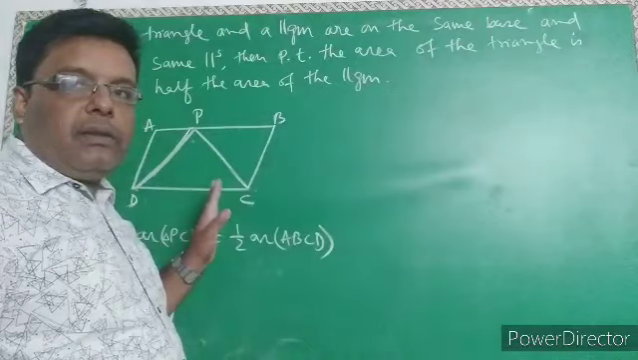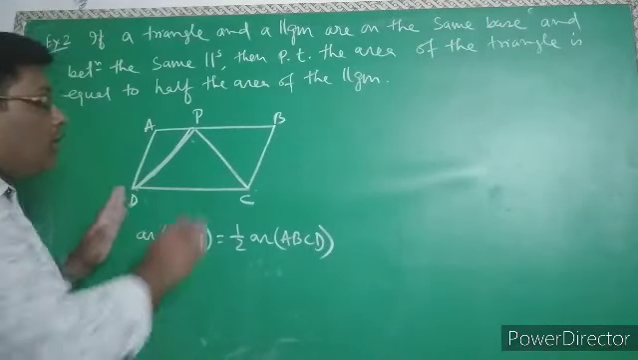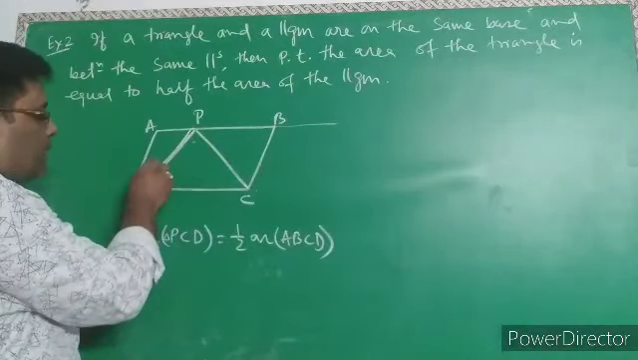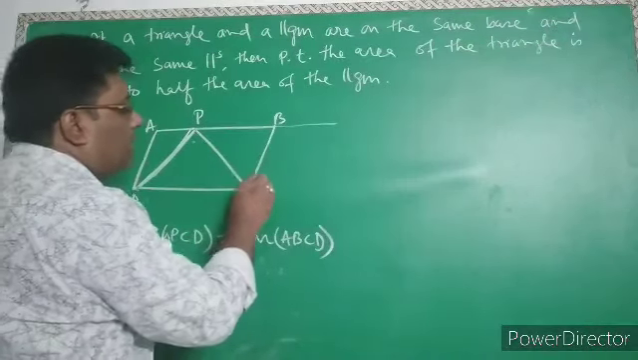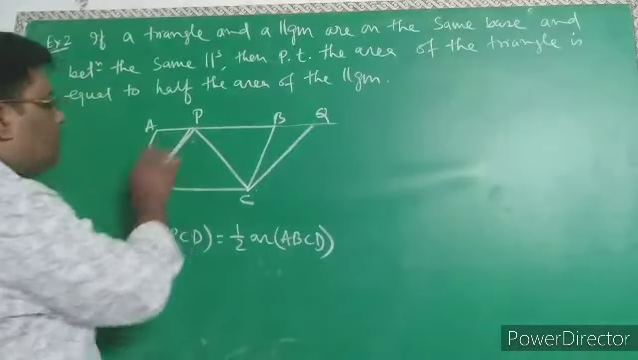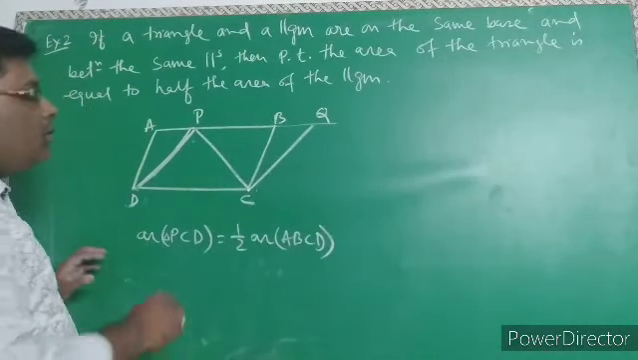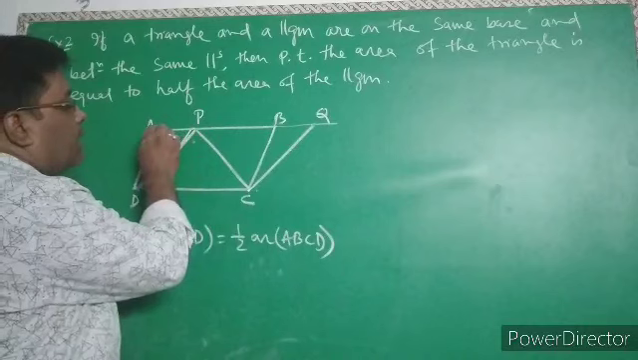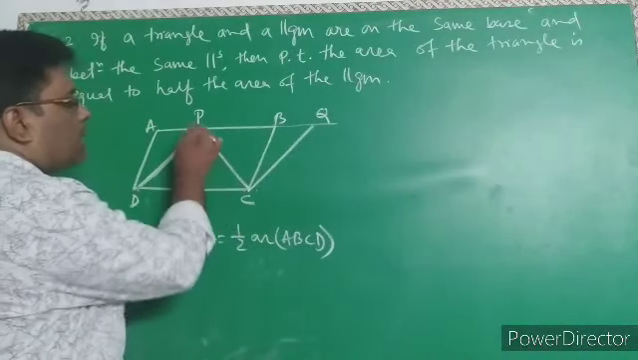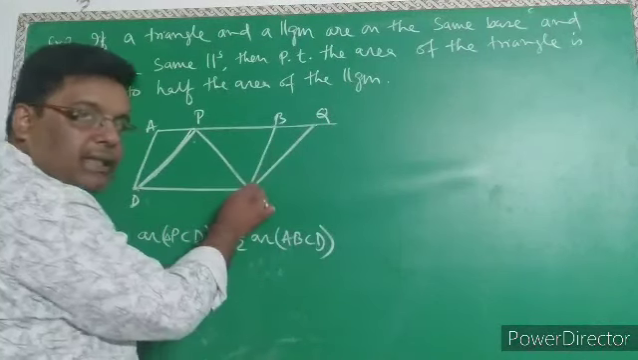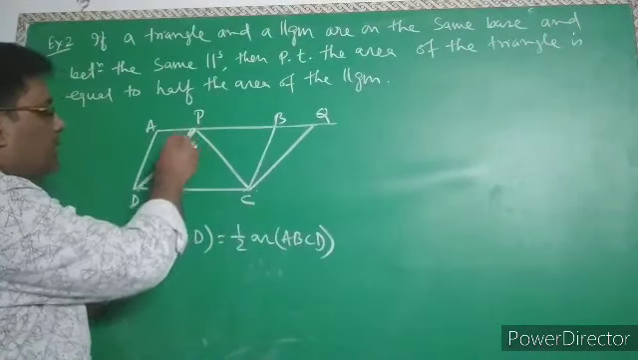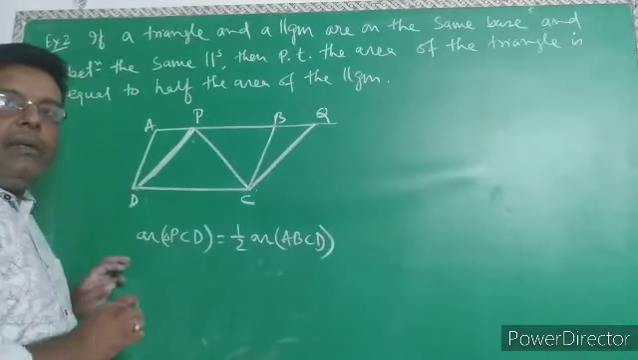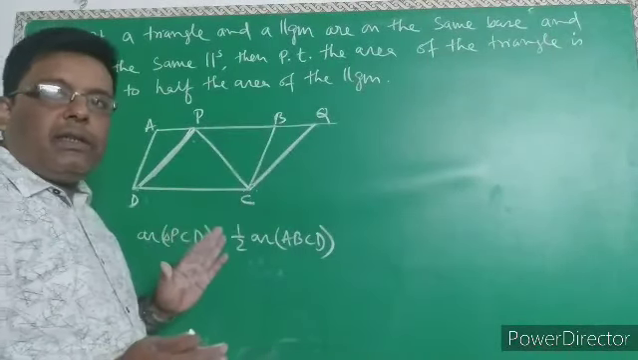So to prove this sum, we have to make a construction. We have to extend this AB and this PD. We have to draw a line, suppose CQ parallel to PD. Now ABCD is a parallelogram, given. Since it is a parallelogram, AB is parallel to CD, so PQ is also parallel to CD. By construction, PD and QC are parallel. That is PQCD is a parallelogram now, because both the opposite sides are parallel.